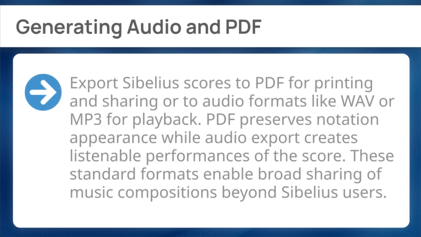Finally, generating audio and PDF. Export Sibelius scores to PDF for printing and sharing, or to audio formats like WAV or MP3 for playback. PDF preserves notation appearance while audio export creates listenable performances of the score. These standard formats enable broad sharing of music compositions beyond Sibelius users.